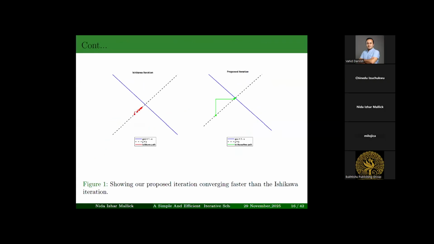And this is the representation showing that our proposed iteration is faster than Ishikawa iteration. We took the same mapping here, 1 minus x, and these are the fixed points. You can see the Ishikawa iteration takes more steps to converge to the fixed point, but our iteration converges to the fixed point at the third step, sorry.